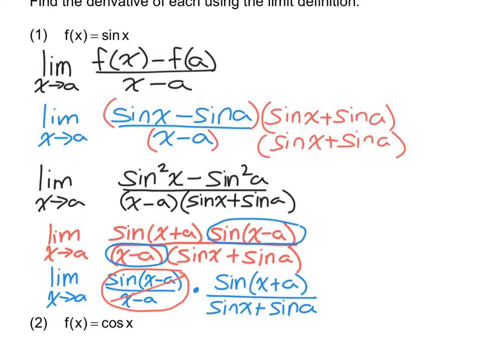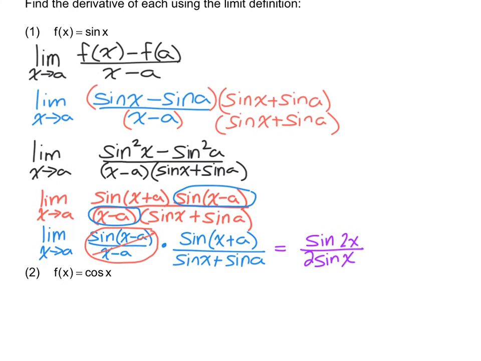So I'm looking at sine of 2x over 2 sine of x. I'm replacing each a with an x. So I'd have an x plus x, which is 2x. Sine x plus sine x, we would have 2 of those sine x's.